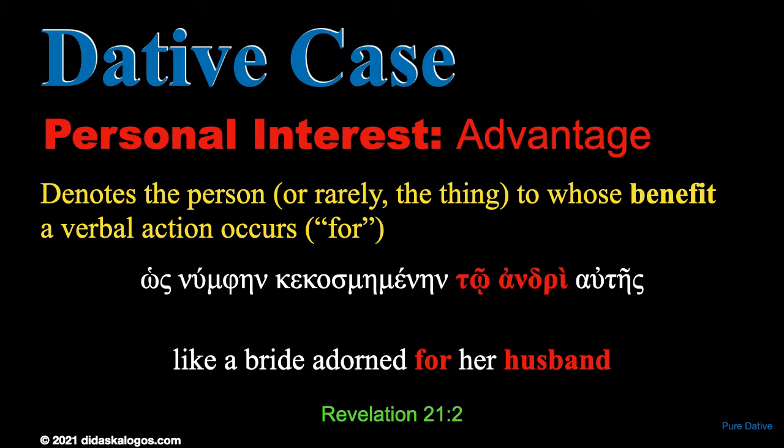The second pure use is personal interest or advantage. Denotes the person or sometimes a thing to whose benefit a verbal action occurs. And we usually use the word for in the translation. Hos nymphen kekosmemenen to andri autes, like a bride adorned for her husband.